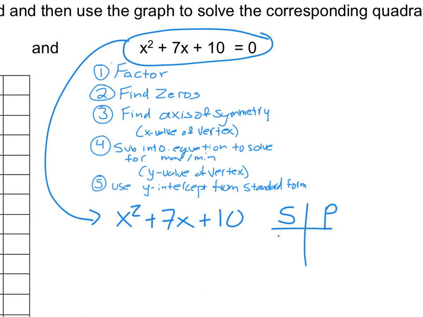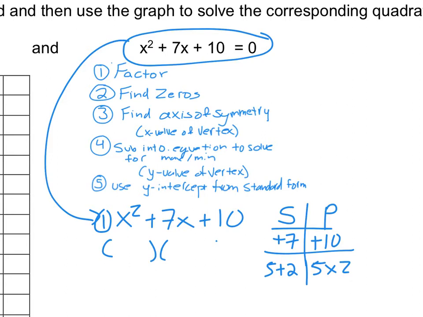So my sum is positive 7. My product is positive 10. I'm going to look at two numbers that will multiply to give me 10 and add together to give me 7, and that's of course 5 and 2. And because it's simple, step number 1 is going to be to factor. All I have to do is write out my two brackets, x plus 5, x plus 2.